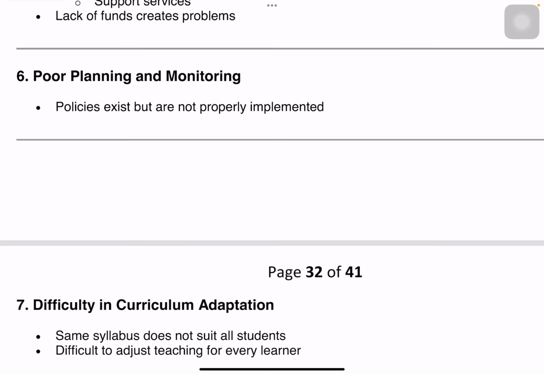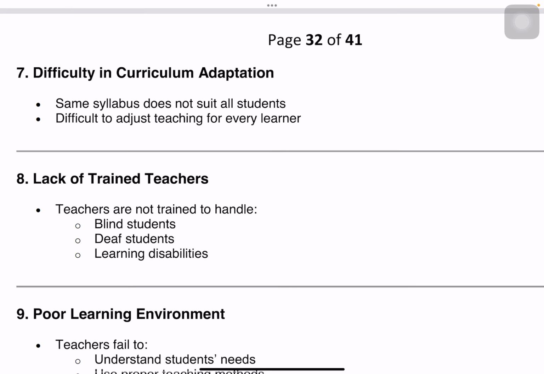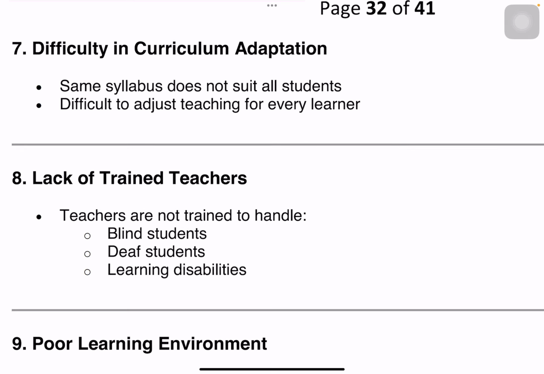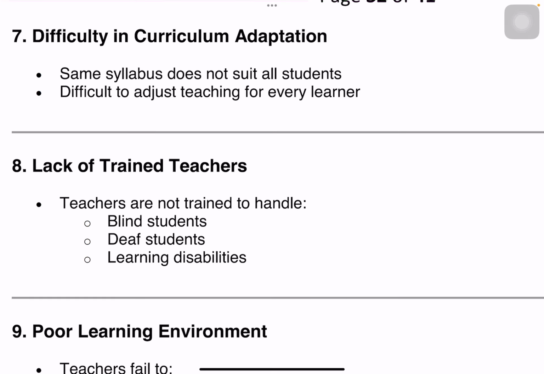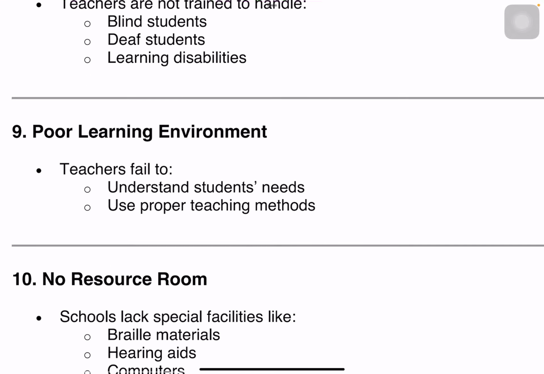Number six, poor planning and monitoring. Policies exist but are not properly implemented. Difficulty in curriculum adaptation. The same syllabus does not suit all students. It is difficult to adjust teaching for every learner. Lack of trained teachers. Teachers are not trained to handle blind students, deaf students, learning disabilities. Number nine, poor learning environment. Teachers fail to understand students' needs and use proper teaching methods.